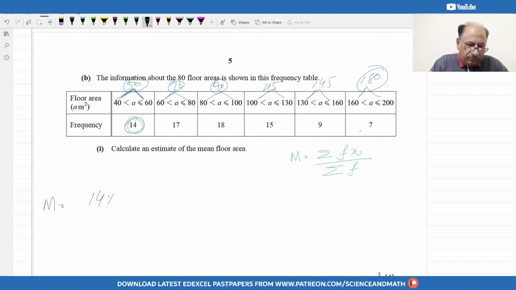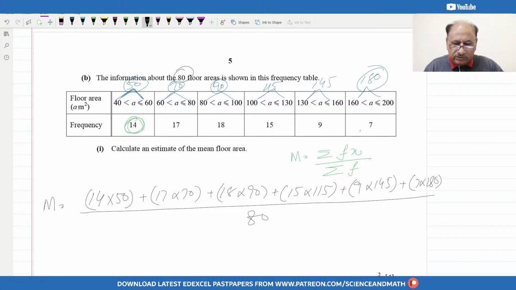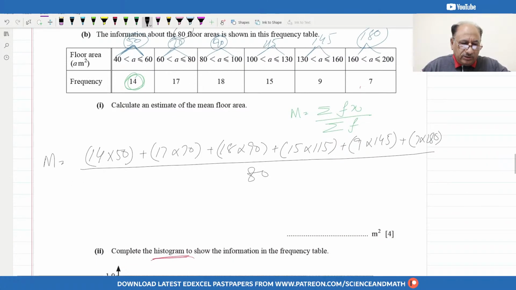14, will be multiplied by 50, and we will put in brackets plus 17 into mid range, which is 70, plus 18 into 90. So we will be multiplying this, and plus next will be 15 multiplied by 115, and plus 9 multiplied by 145, and the last one is 7 multiplied by 180, and this whole will be divided by the sum of frequencies, which is 80. So we will write here 80. Now you can solve this.